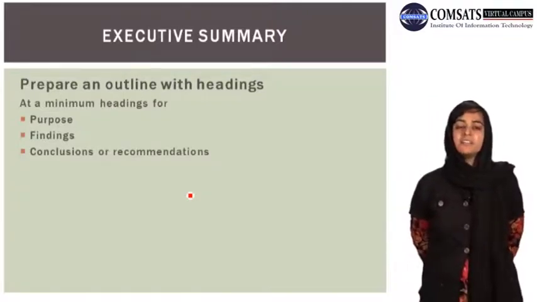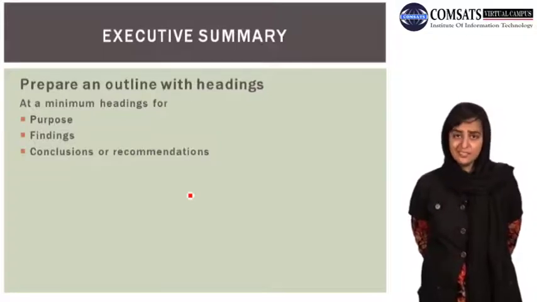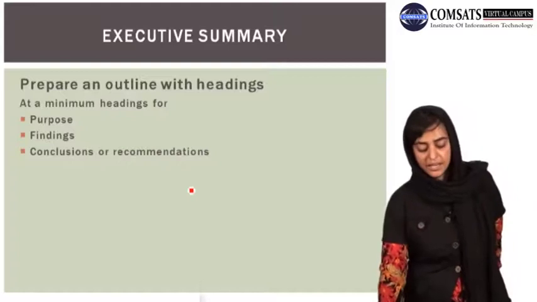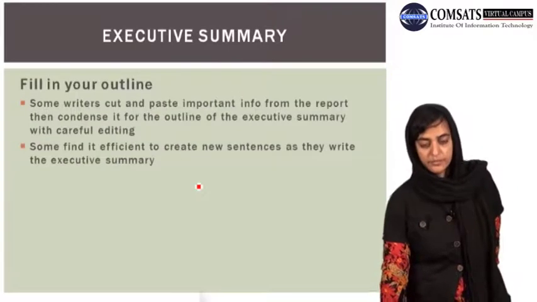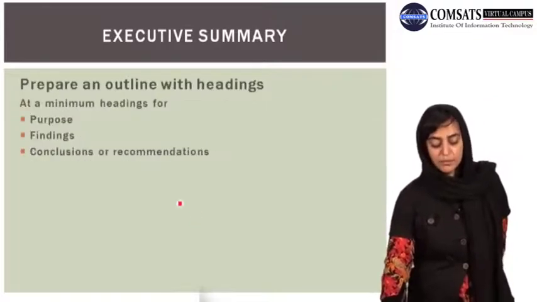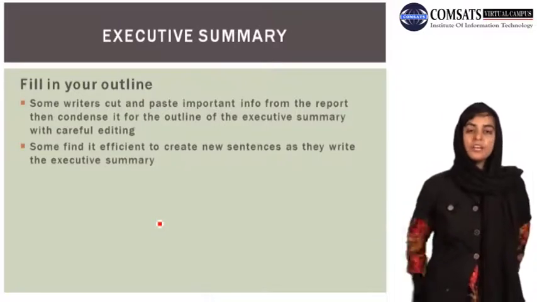While you are writing the executive summary of a formal report, dear students, you should be using at least some important headings. These important headings can be the purpose, the findings, and the conclusions, at least in the outline. The next step would be filling in that outline. You have made the outline in the form of headings: purpose, findings, conclusions, and recommendations. And now it's time to fill in your outline.